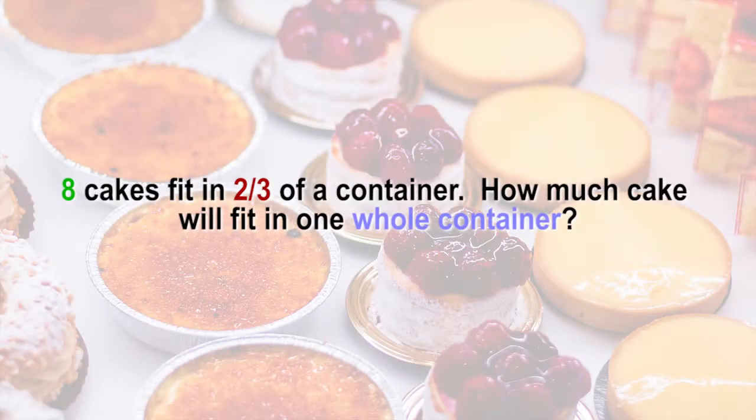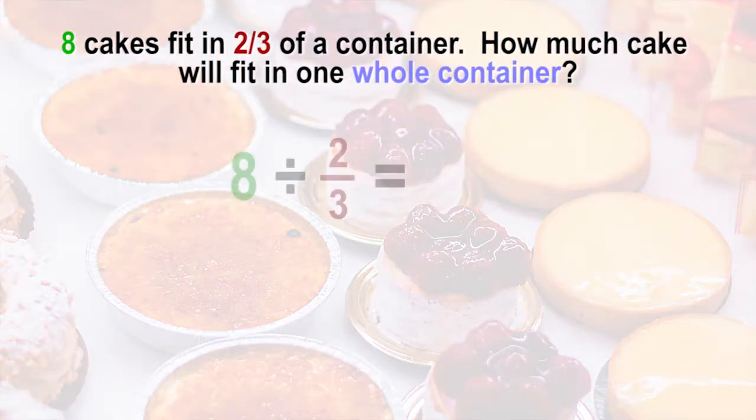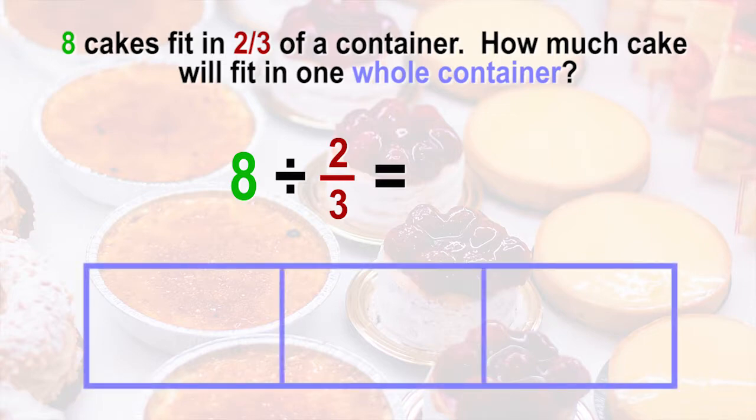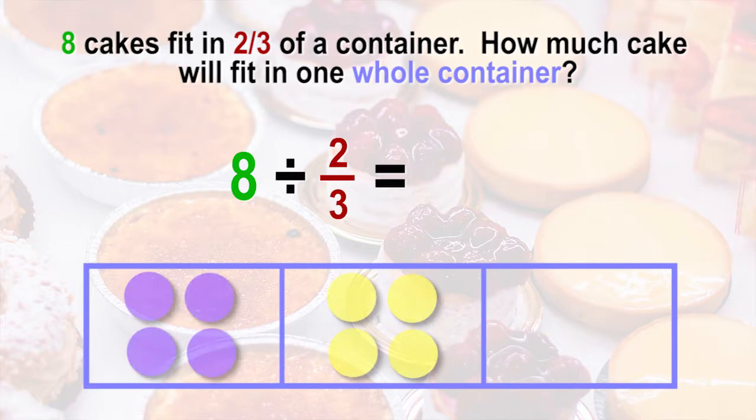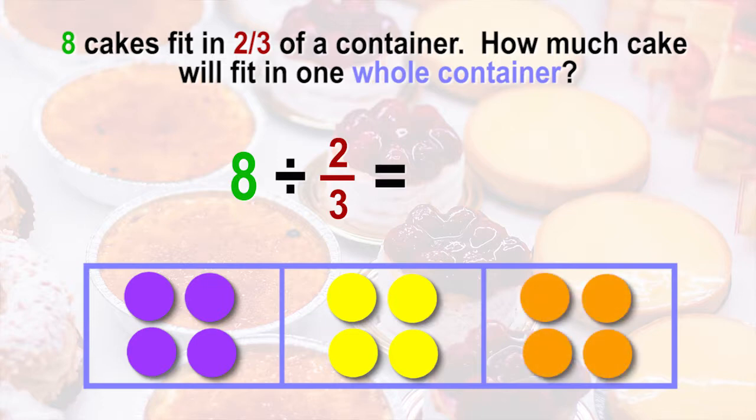Let's solve another problem. 8 cakes fit in 2/3 of a container. How much cake will fit in one whole container? How much is in the whole container when 8 is distributed into 2/3 of the container? To solve this problem, draw a container divided into 3 sections. 2/3 is represented by 2 sections. Since we have 8 cakes to divide into 2 sections, each section will have 4 cakes, since 8 divided by 4 equals 2. That means 4 cakes will also fit into the final third of the container for a total of 12 cakes. 8 divided by 2/3 equals 12.